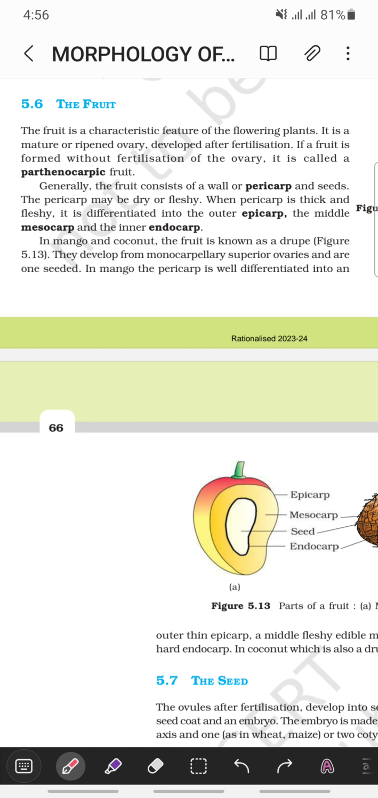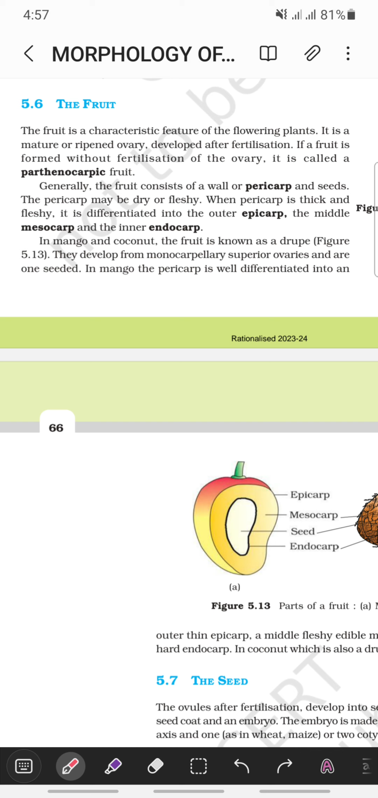The fruit. The fruit is a characteristic feature of the flowering plants. It is a mature or ripened ovary developed after fertilization. If a fruit is formed without fertilization of the ovary, it is called a parthenocarpic fruit. Generally, the fruit consists of a wall or pericarp and seeds. The pericarp may be dry or fleshy. When the pericarp is thick and fleshy, it is differentiated into outer epicarp, the middle mesocarp, and inner endocarp.